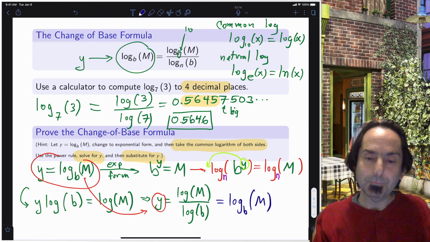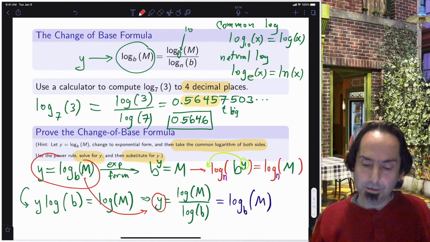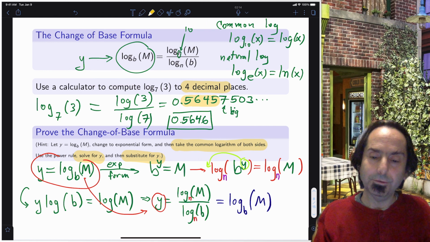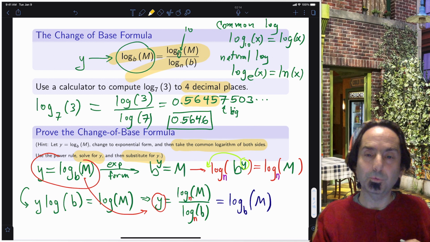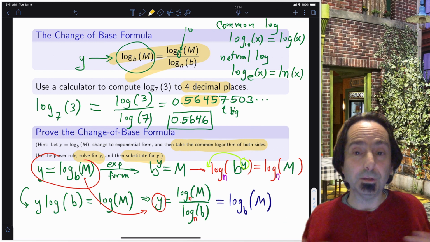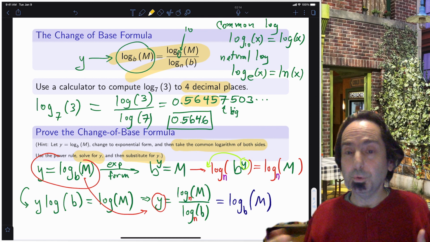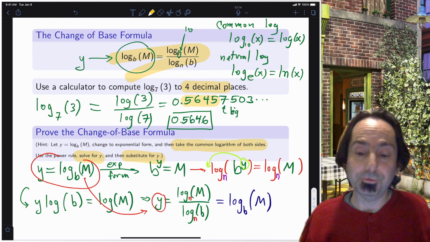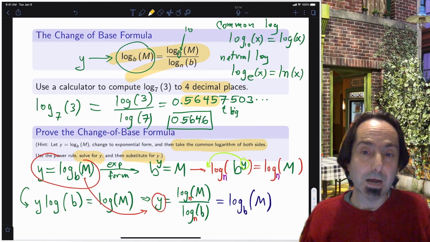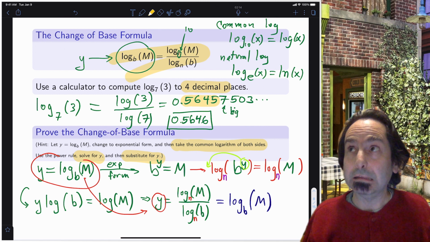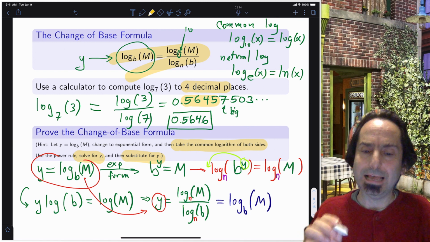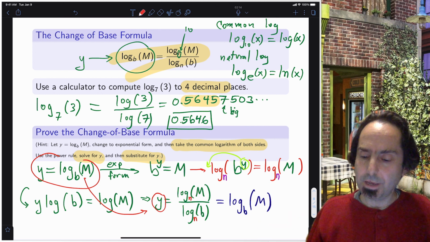And of course, I can make the base anything that I want. And that is the change of base formula. Super useful if you want to use your calculator to find the answer. You can use common log or natural log, ln. Okay, on with our show.